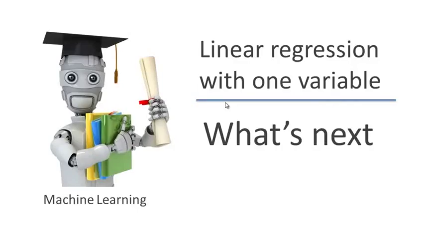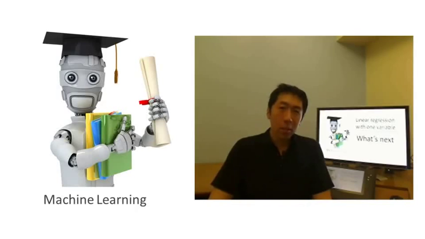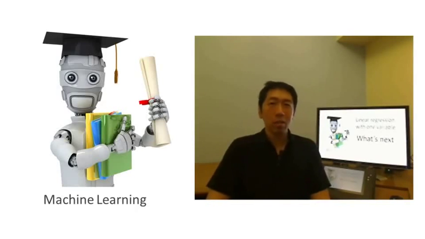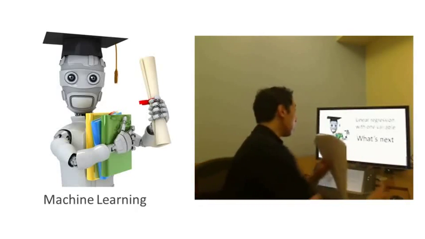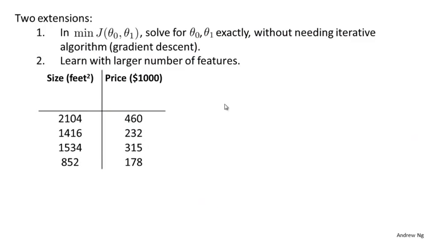You now know about linear regression and gradient descent. The plan from here on out is to tell you about a couple important extensions of these ideas. Concretely, here they are. First, in order to solve this minimization problem, there's an algorithm for solving for theta 0 and theta 1 exactly without needing an iterative algorithm, without needing an algorithm like gradient descent that we had to iterate multiple times over.